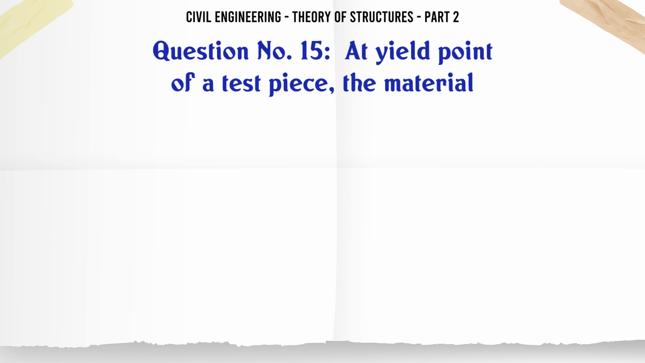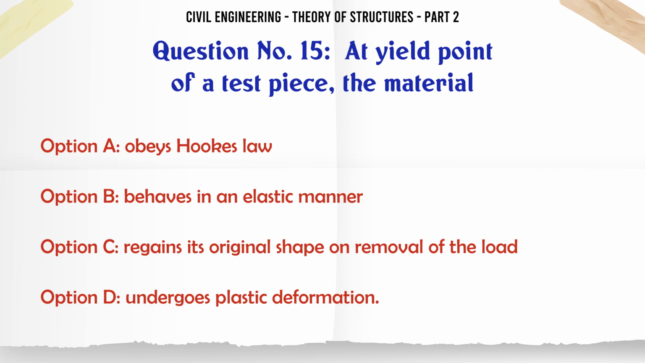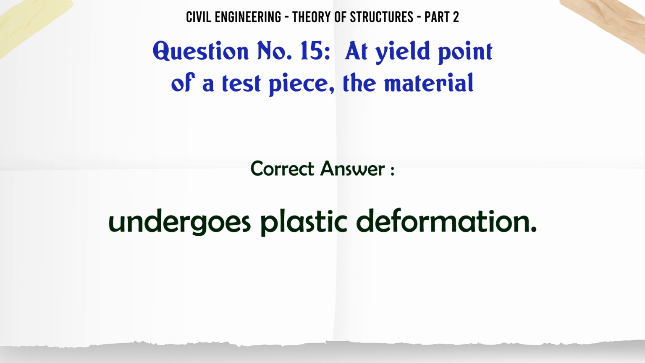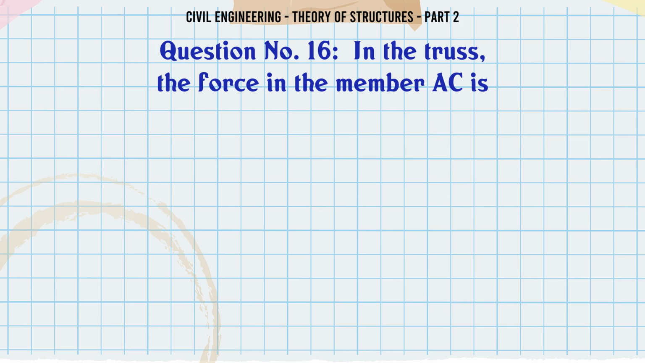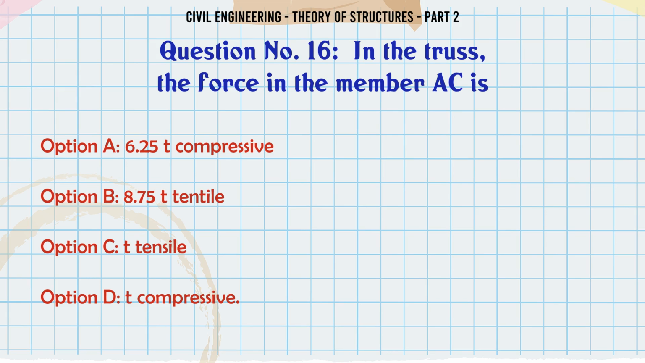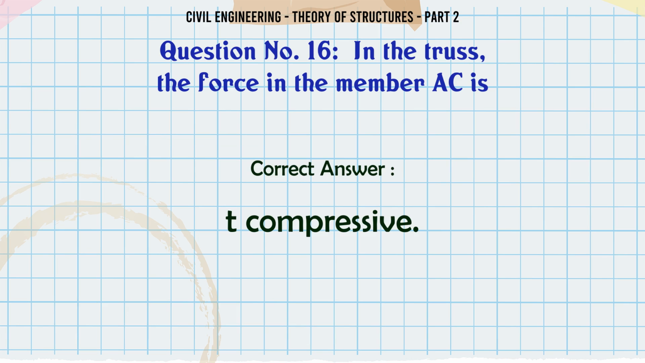At yield point of a test piece, the material A, obeys Hooke's law, B, behaves in an elastic manner, C, regains its original shape on removal of the load, D, undergoes plastic deformation. The correct answer is undergoes plastic deformation. In the truss, the force in the member AC is A, 6.25 T compressive, B, 8.75 T tensile, C, T tensile, D, T compressive. The correct answer is T compressive.